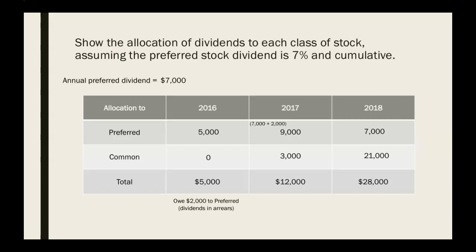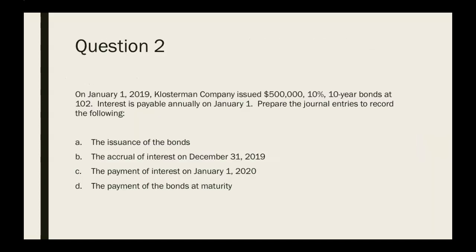So that is going to be how we figure out the allocation of cash dividends between preferred and common stockholders. Remember that preferred gets their money first. Then if anything is left over, common just gets the rest. Now we can move on to question number 2.